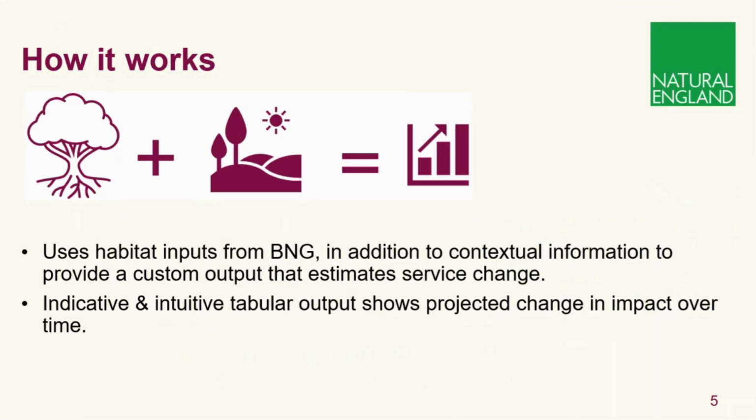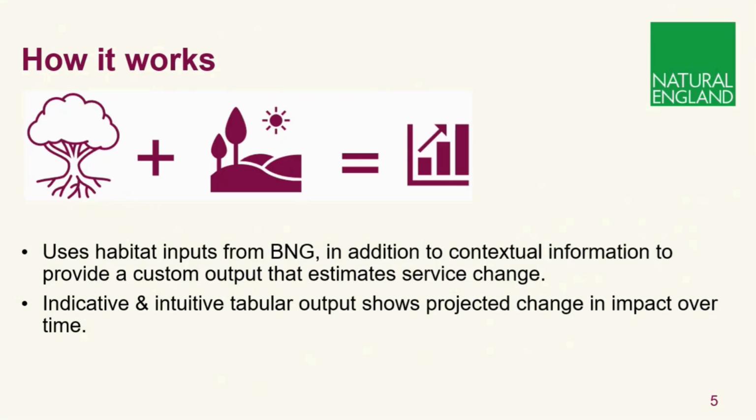So broadly speaking, how it works is it uses the habitat information from biodiversity net gain, and it links to this contextual information about a place, largely spatial information, to be able to provide a custom output to estimate ecosystem service change. So some of that contextual information might be whether it has landscape designations, whether there's access available on site, the sort of soils which are present, the impact that might have on food production, whether it's in a flood risk zone, whether water supply is high, the kind of factors that you'd expect to see have a bearing on land use change in a particular place.